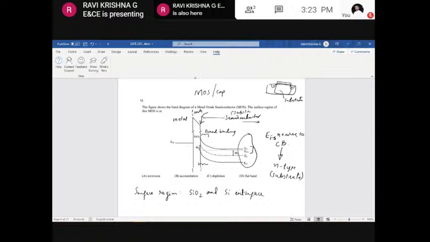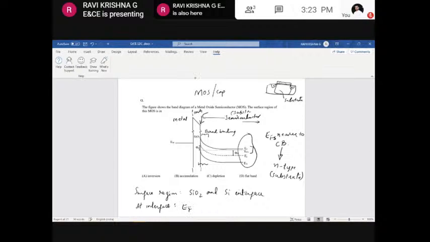If you look at this, this horizontal dotted line is your Fermi level, and this is the top of the valence band. So at the interface, what happens here?